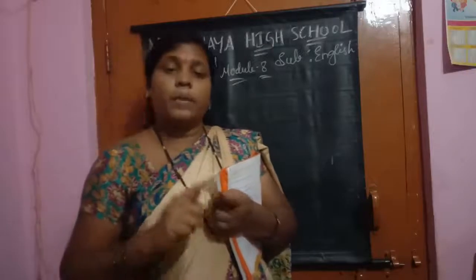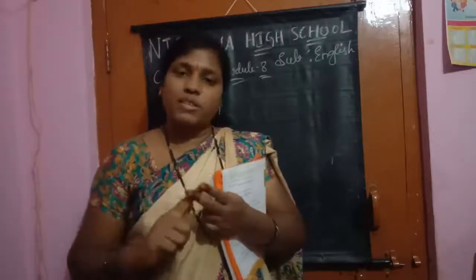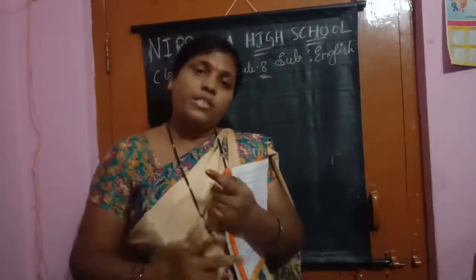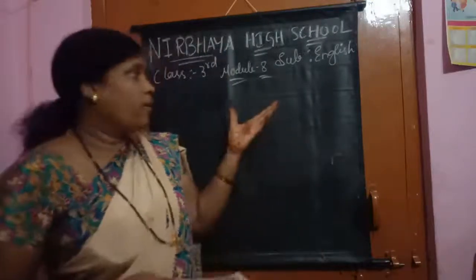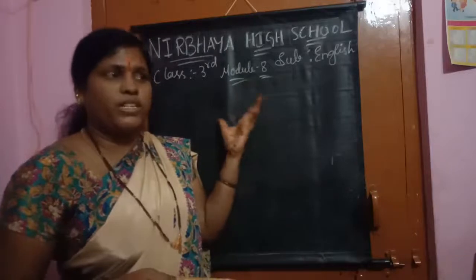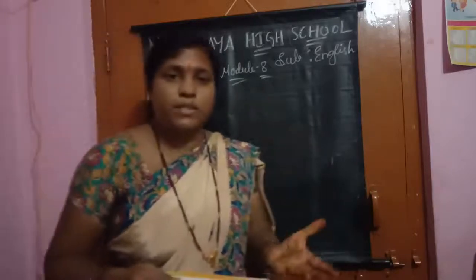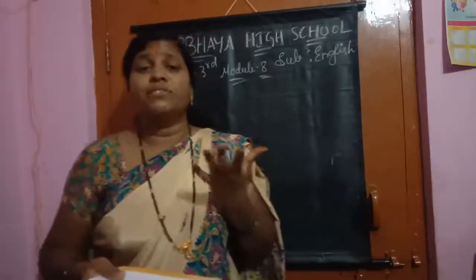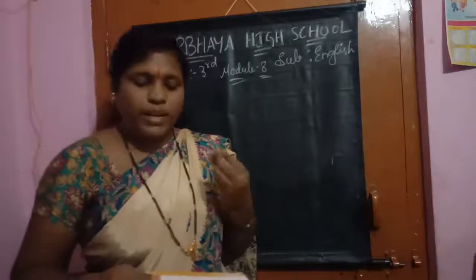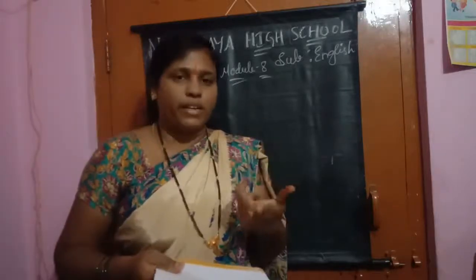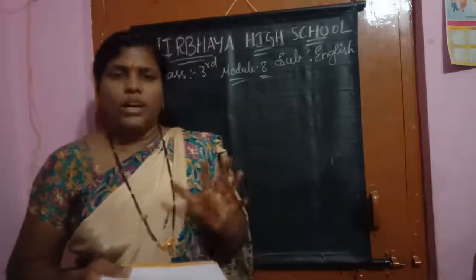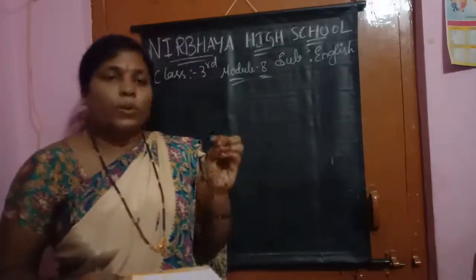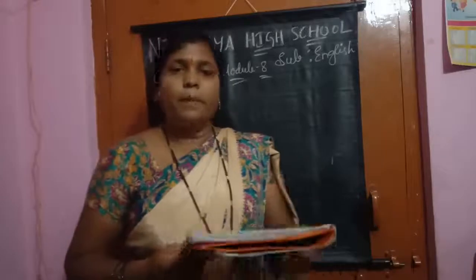Okay, children. Present means today. Past means yesterday. Future means tomorrow. Understood, children? Already we have learned about simple present tense. What is simple present tense? Simple present tense means the action that happens regularly, what you do daily. For example, I brush my teeth. I go to school. Words like go, brush, these are all simple present tense.